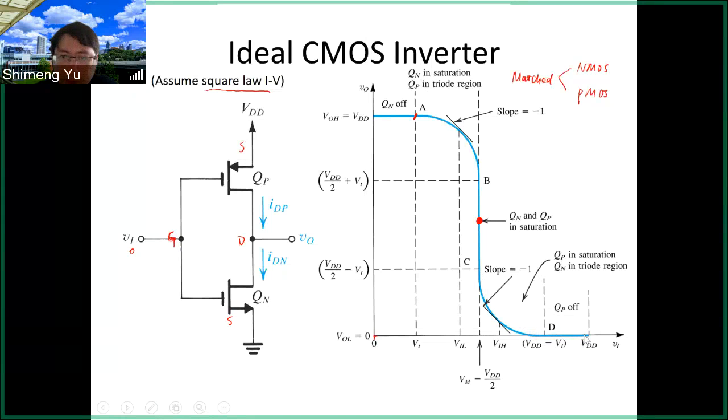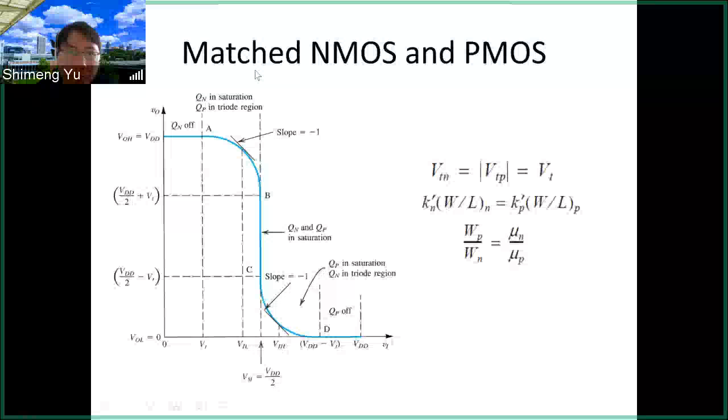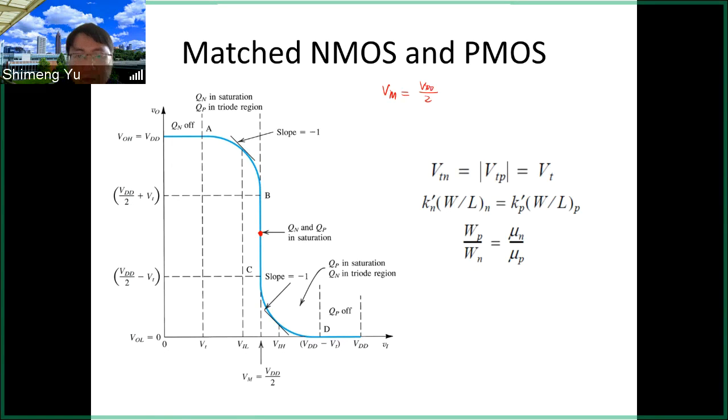Okay, then next we will talk more about the matched condition. We briefly mentioned that for the matched condition, we want the NMOS and PMOS to look the same. That means this middle point will be half VDD, half the supply. And this middle point we give the name Vm. This is defined as when the input voltage equals the output voltage. And we call this the Vm point.